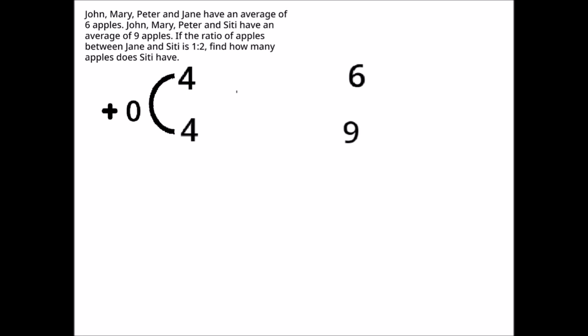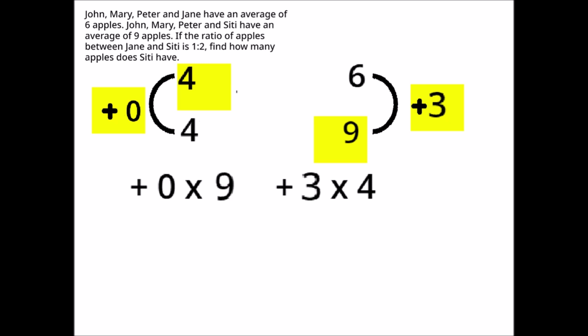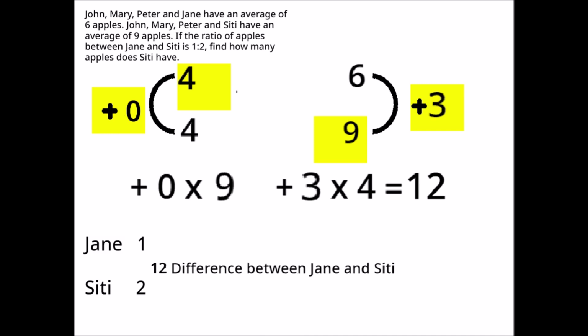Left side difference is 0. And right side difference is +3. Applying the method, we get 0 multiply 9 and +3 multiply 4. Solve to get 12. 12 is the difference between Jane and City. Since City to Jane ratio is 2:1, we double 12 to get 24. Thus City has 24 apples. Fast and simple. Saving time.